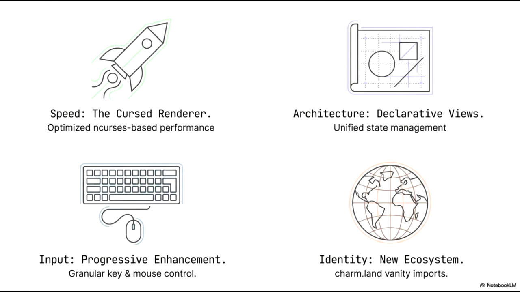We are focused on 4 key areas of improvement for this release. First, under speed, the Cursed Renderer provides highly optimized ncurses-based performance for a lightning-fast user experience. Our architecture now centers on declarative views and unified state management, creating a more consistent and maintainable codebase. For input, we have adopted a progressive enhancement strategy, allowing for granular key and mouse control that adapts to the user's environment. Finally, we are defining our identity within a new ecosystem, moving to Charm.land vanity imports to better support our growing suite of tools and libraries.